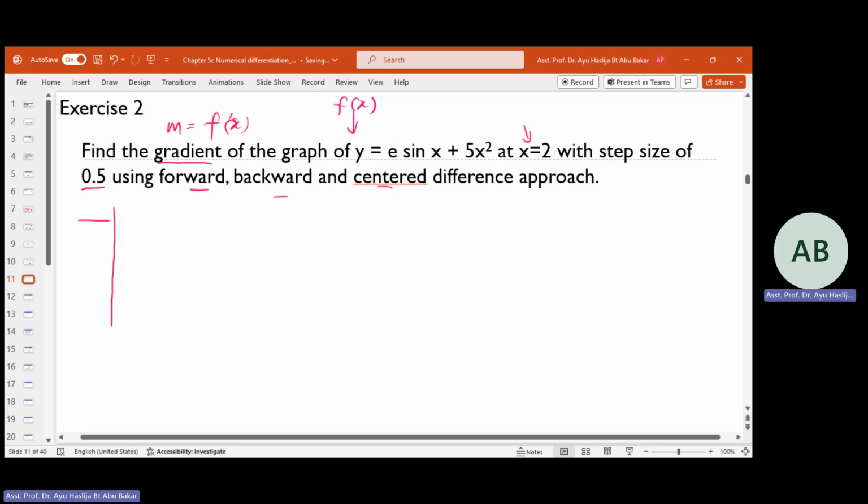Okay, so you find the x and the fx. x starts at 2. Since here it involves backward and centered, you will need x minus h and x plus h. Okay, then find the fx.